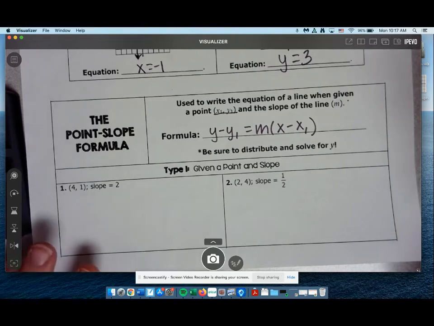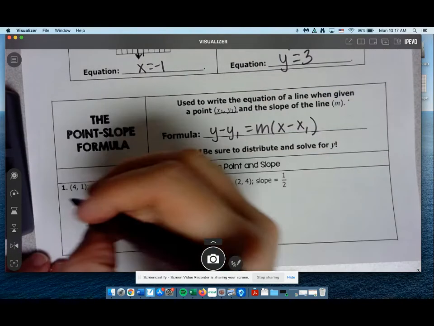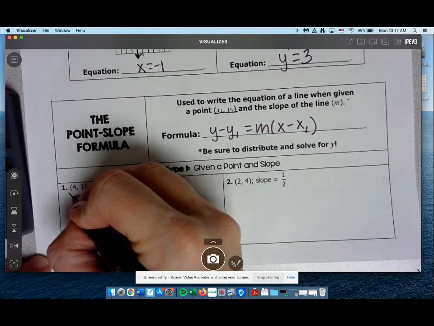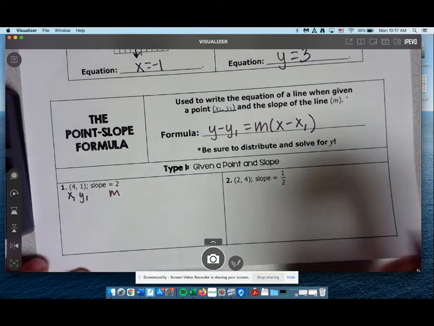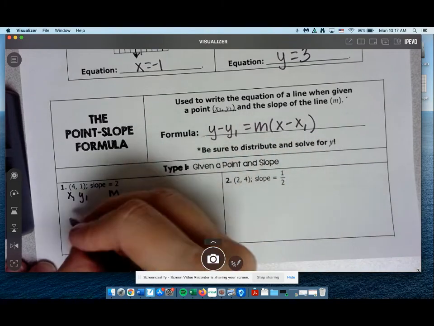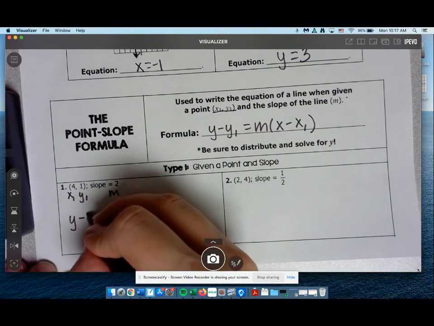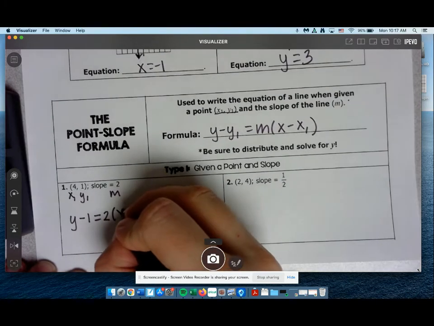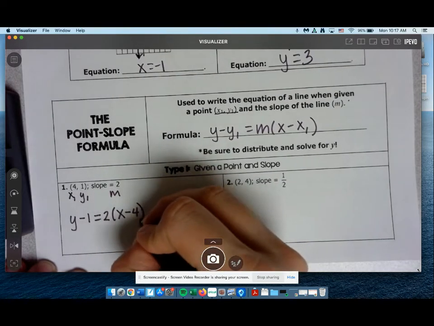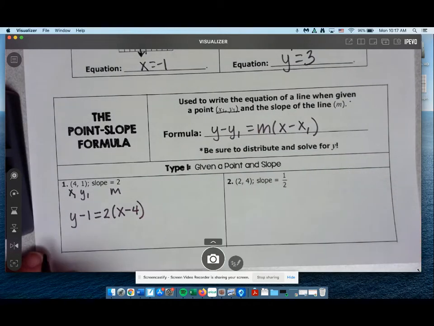Okay, so let's try this. So here is our point. I'm going to label it x1, y1. Here's my slope, so I'm just going to put m there. Now we're just going to plug in. Ready, folks? So y minus your y coordinate of 1 is equal to our slope of 2, x minus our x coordinate of 4. So this is point slope form.